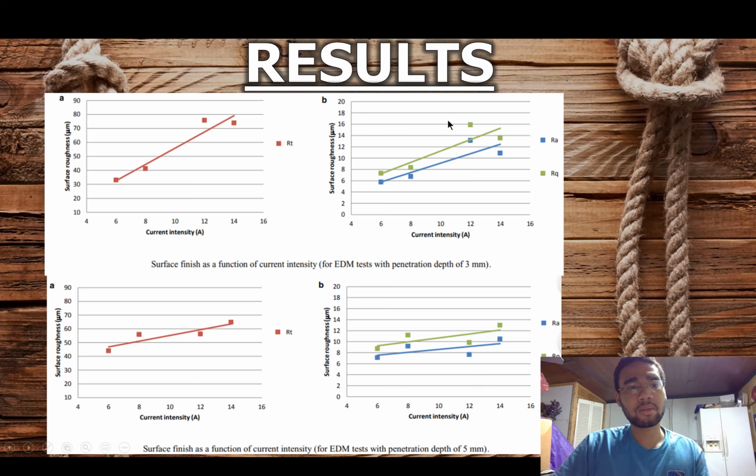Here are some results from their project. On these two figures on the left, you're able to see that current intensity and surface roughness are directly proportional. And the RT here is for max profile height. The two figures on the right, you're able to see that current intensity and surface roughness is also proportional. RA in blue is the average surface roughness, while the RQ in green is the root mean squared roughness.